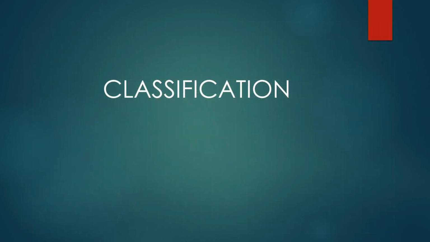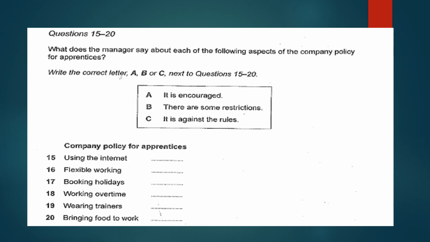The next type of question is classification. This is an example of a classification type of question. Here you are going to classify these questions into different categories A, B, and C. You have to categorize them. In this type of question, you can select option A or B or C more than once. You can use option B in four of these, and you can use option C in one of these questions. So it depends on the audio.